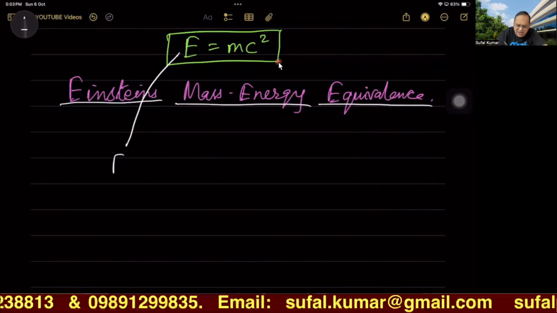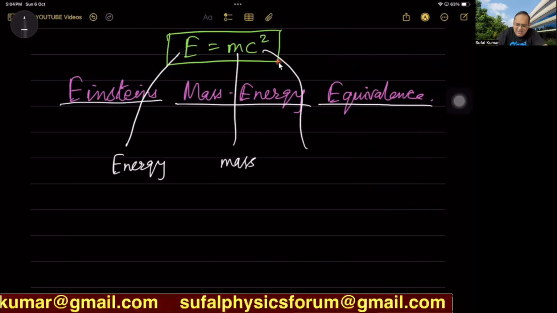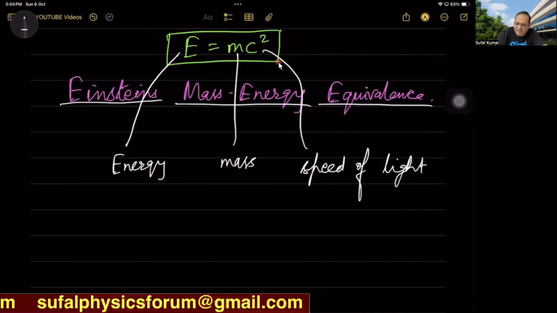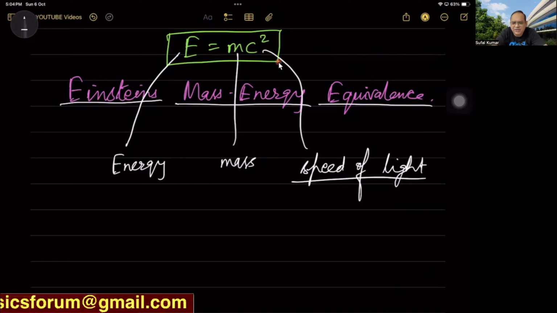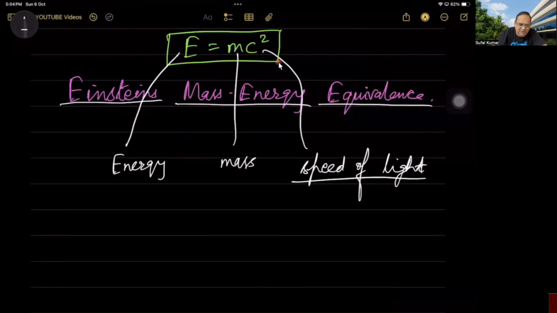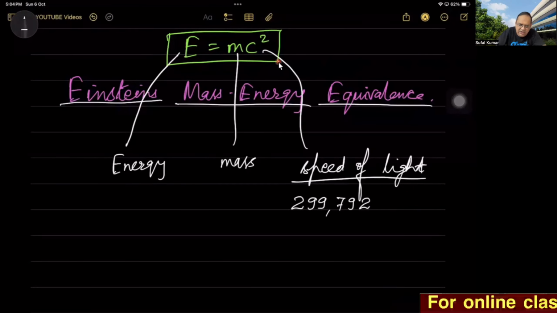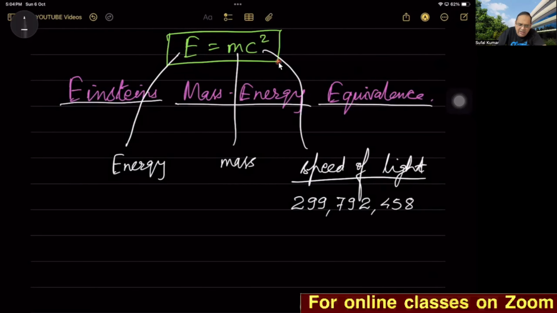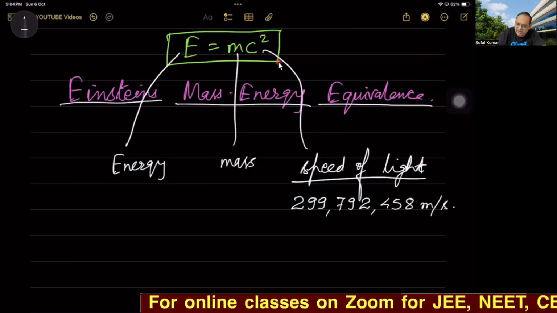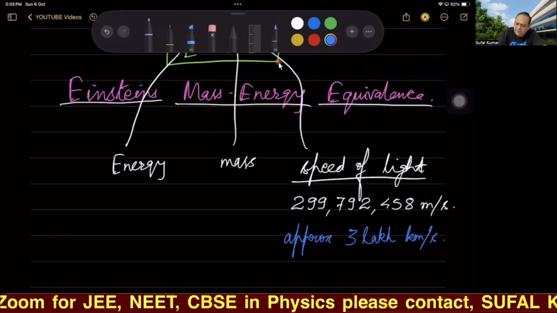E is equal to energy, m is mass, and c is the speed of light. What we know is 3 into 10 raised to 8 meter per second. That means 3 lakh kilometers per second. But the absolute value of speed of light is 299,792,458 meter per second, approx 3 lakh kilometer per second.